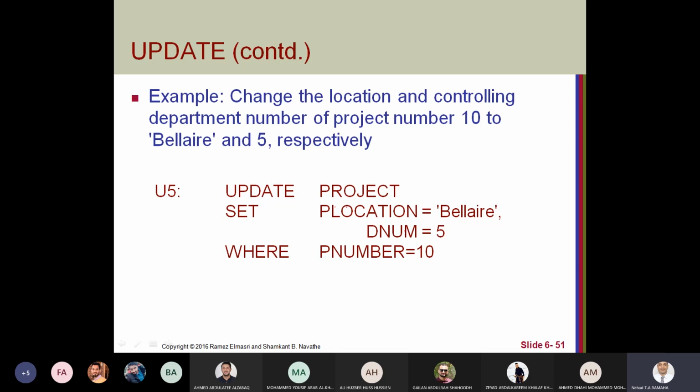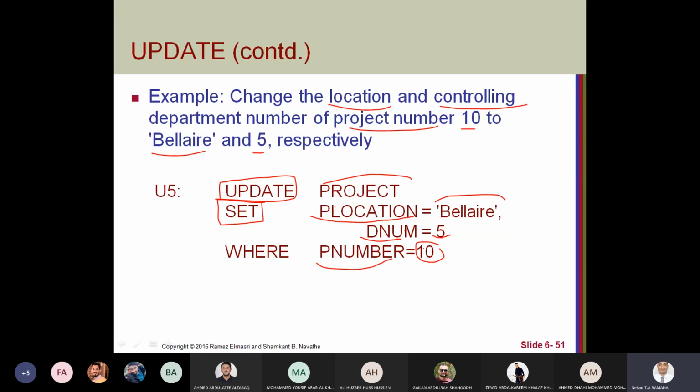So here, in this example, we're changing the location and controlling department for project number 10. This is new information: Berlin and department number 5. So this means we will update, this is the keyword, the table Project, we set the value P location, the new value Berlin, D number, the new value 5, where project number is 10.